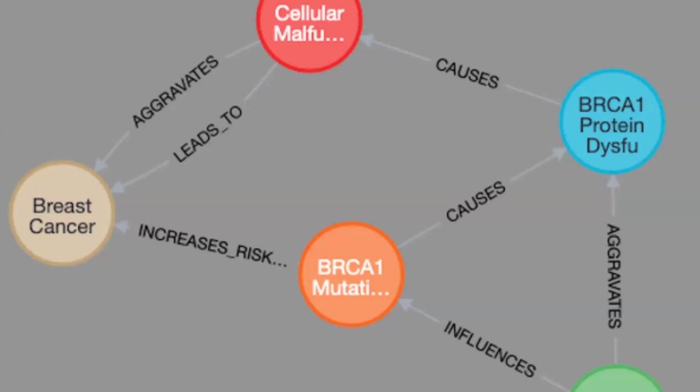And also for someone who has it, we can see that cellular malfunction can also aggravate breast cancer. So just within the small graph, we are able to extract so much information already. You understand? And we can see BRCA1 mutation is influenced by carcinogens. Sorry, that clipped out. So that was carcinogens that I had there.